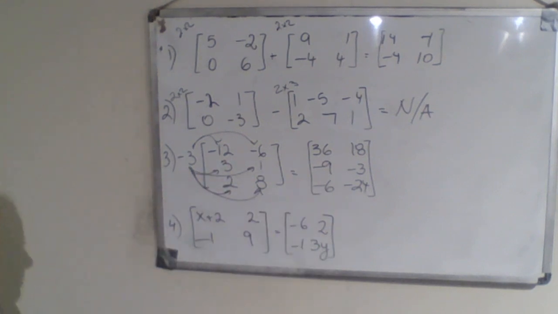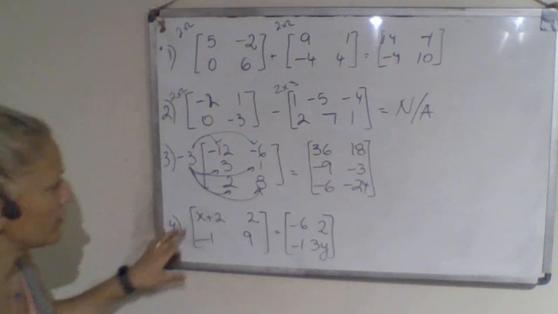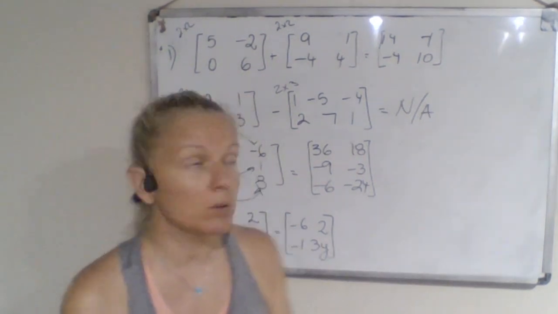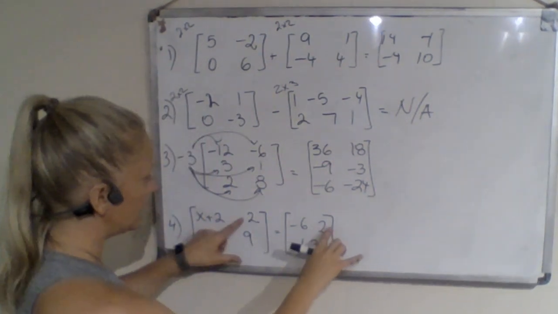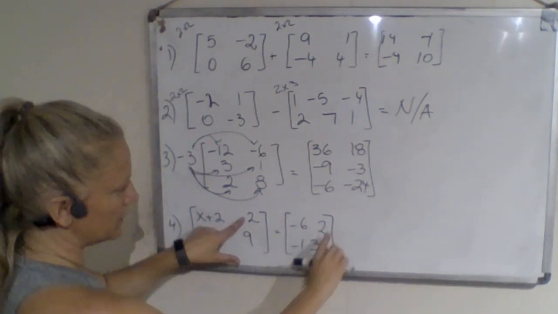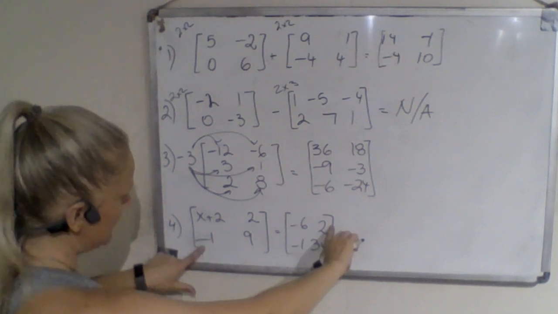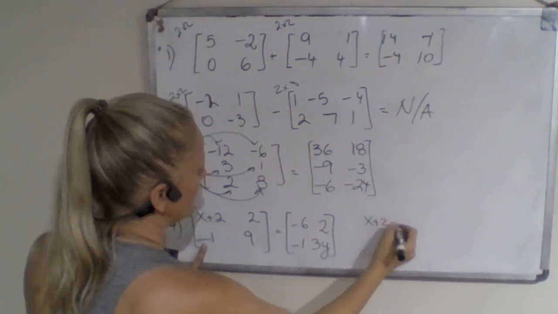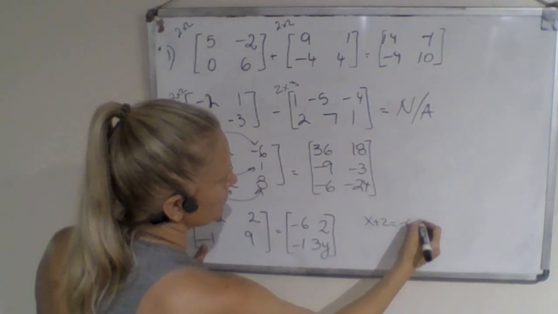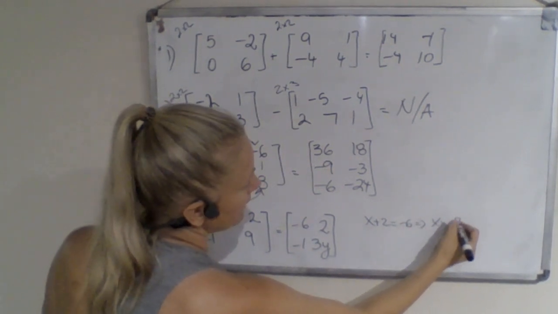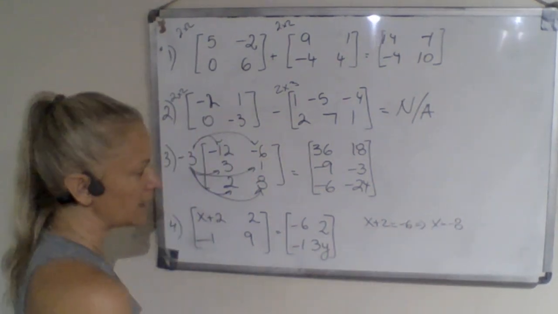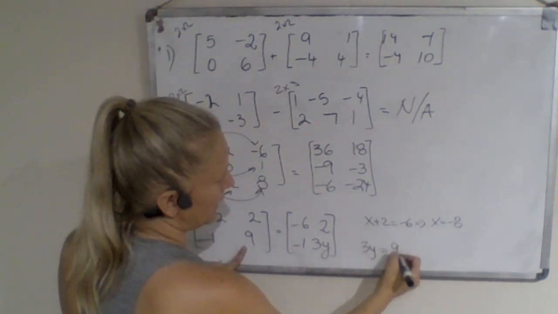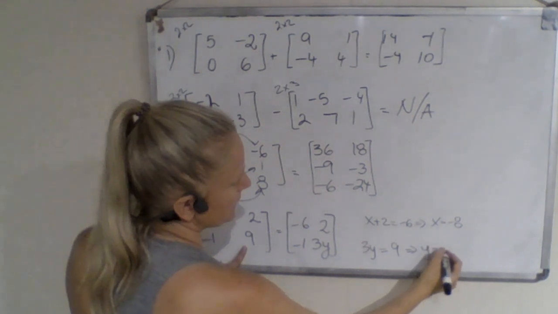The last type of problem that we did here is solving for x and y. And we talked about this in chapter 1. For 2 matrices to be equal, that means their corresponding terms have to be equal. You see how this 2 is equal to this 2? Makes sense? -1, -1. Well, that means that x plus 2 needs to equal -6, which means x equals -8, right? I moved the 2 to the other side. Also, it means that this 3y needs to equal that 9, which means my y is 3.